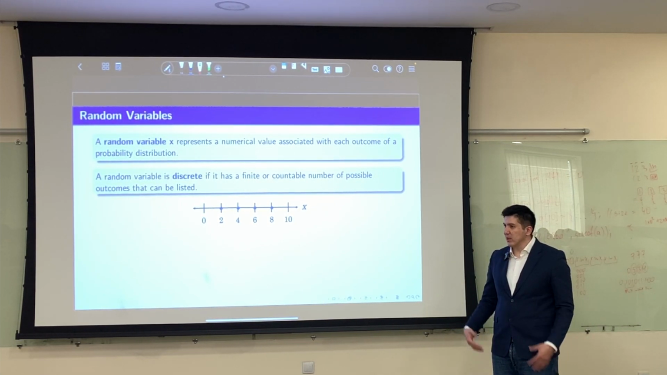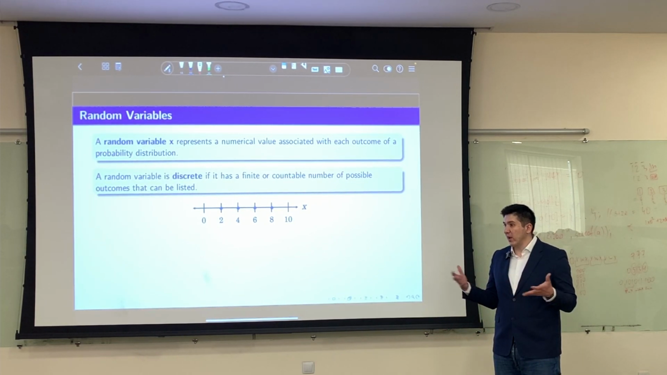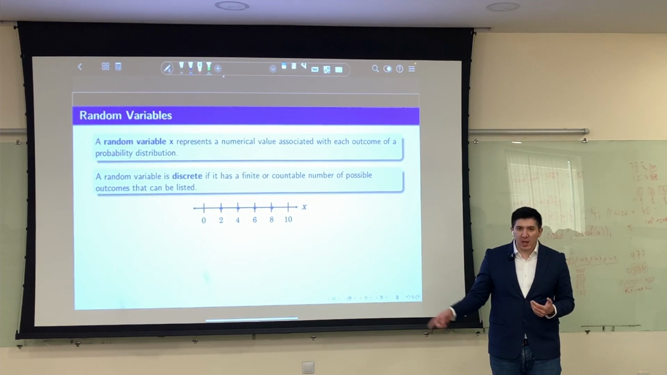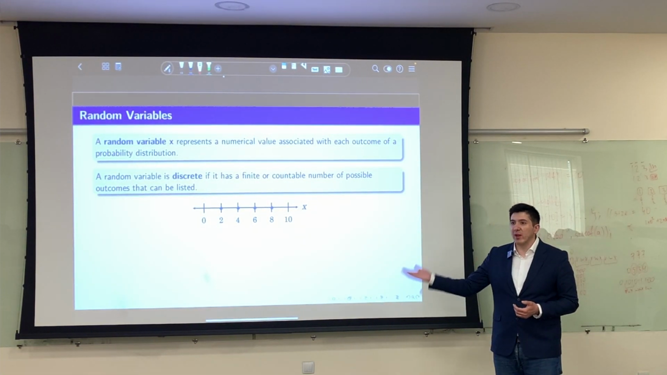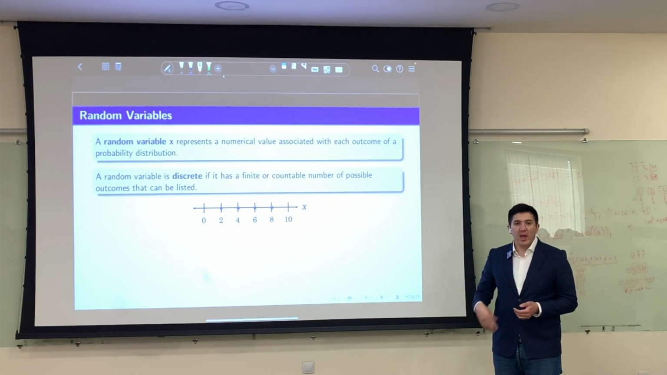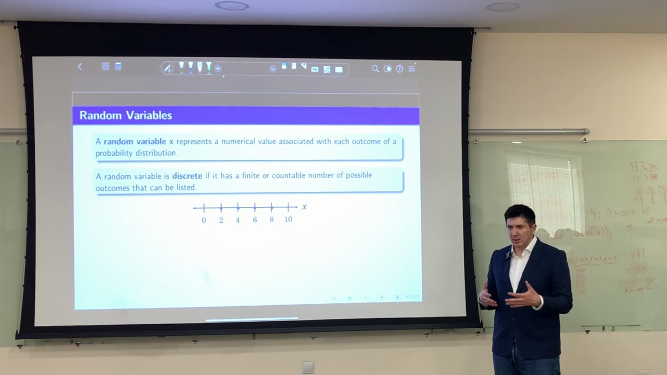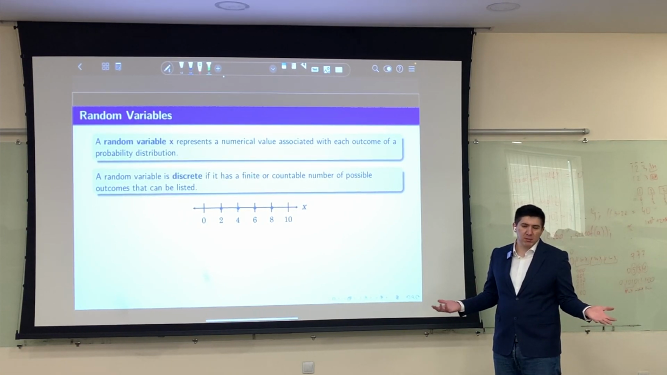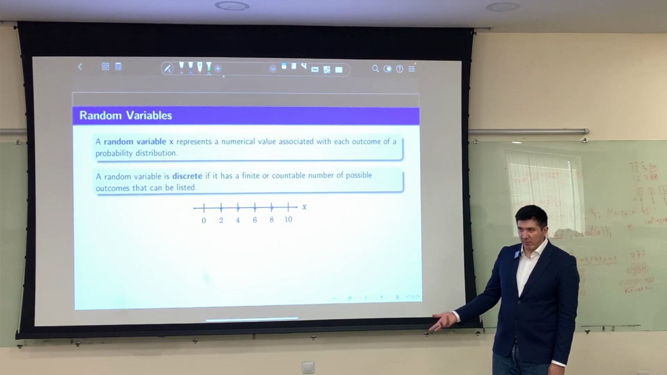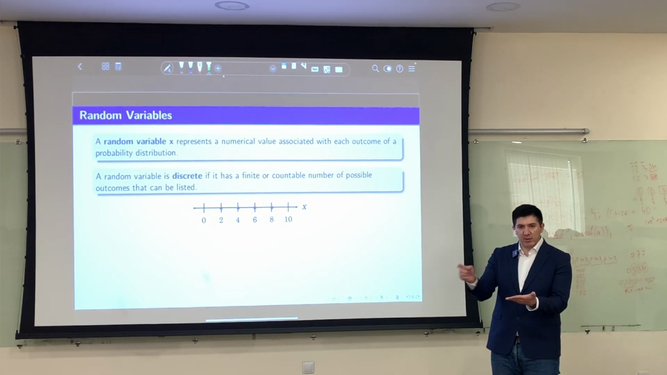Okay, for example, the number of students in this group is a random process. So you can create an experiment. For example, I can come every hour to this class and count the number of students who are sitting here. And every time it is going to be random. You need to understand that random means something which you cannot predict. So this is going to be a discrete random variable because I can count the number of students.